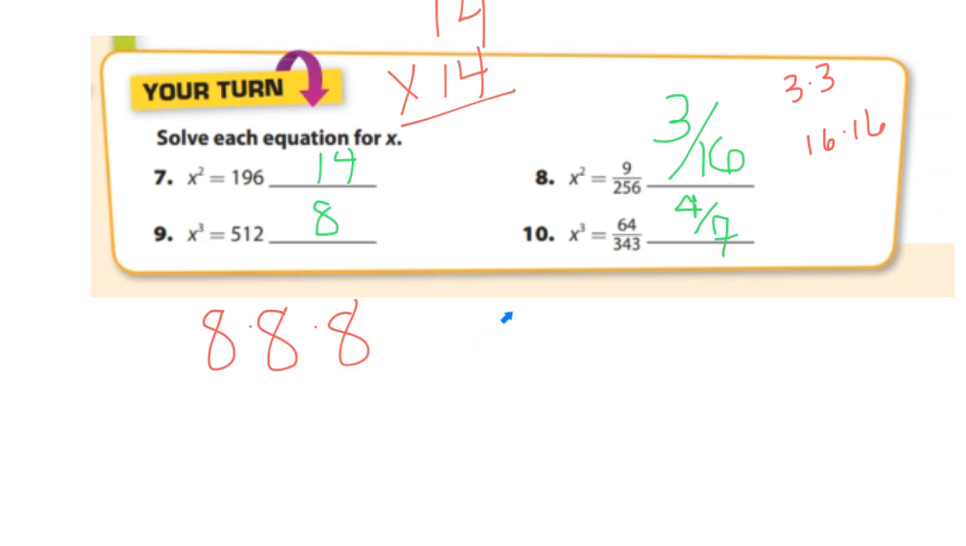Number 10, what number multiplies by itself 3 times to give you 64, and multiplies by itself 3 times to give you 343? Well, that would be 4 and 7, because 4 times 4 times 4 is 64, and 7 times 7 is 49, times 7 again is 343. Remember, you might make a mistake, but you want to try these.